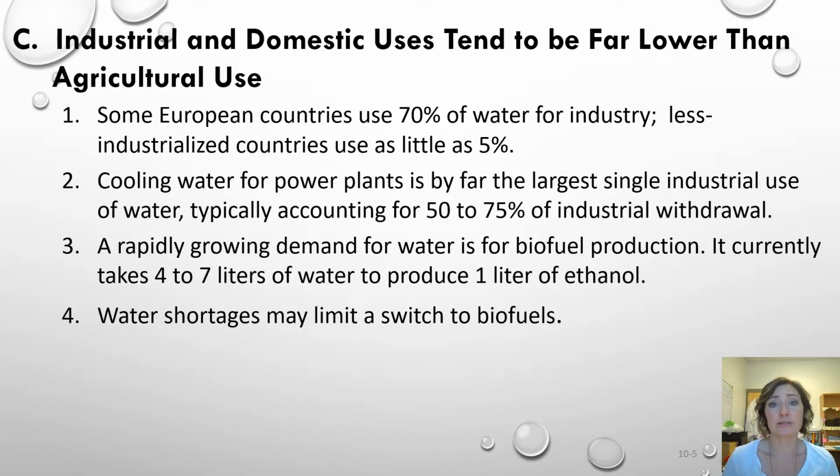Agriculture is the single biggest use of water withdrawal. Industrial and domestic uses also are going to use a decent portion of the water supply. Some European countries use about 70% of water for industry, and less industrialized countries use only 5%. A lot of this water is used, say, by power plants as cooling water. This is the largest industrial use, cooling water for power plants. Typically, this accounts for about 50 to 75% of industrial withdrawal.